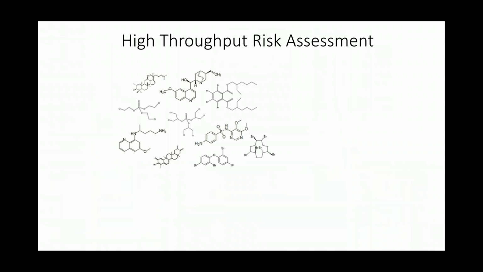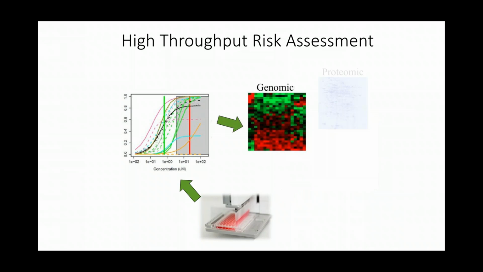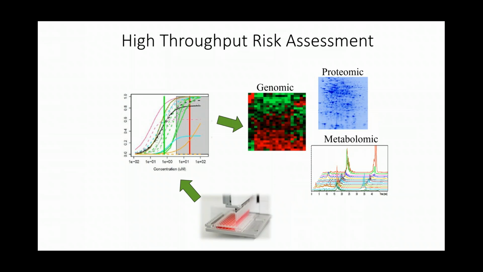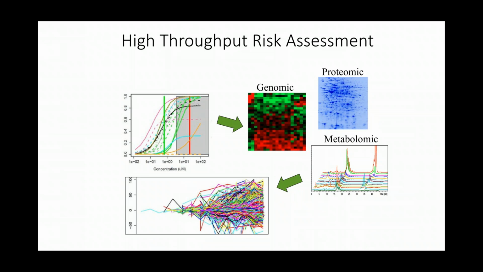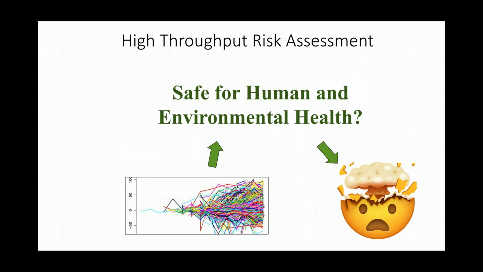All you have to do now is take the chemicals of interest, feed them to your automation process, which conducts all of these assays. You'll get all of these dose response curves. And on top of that, you have your genomics, proteomics, metabolomics. Then you take all that information and you determine if the chemical is safe for human or environmental health. Really great, right? It's unrealistic to think that risk assessors can very easily take all of this information and make regulatory decisions from all of this information coming from all of these different directions.